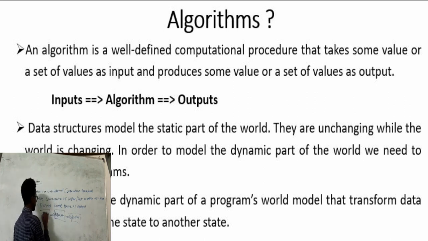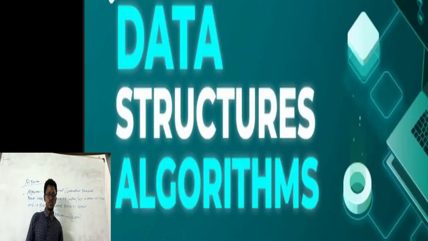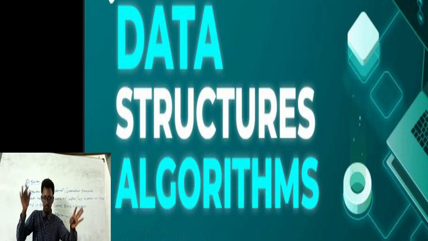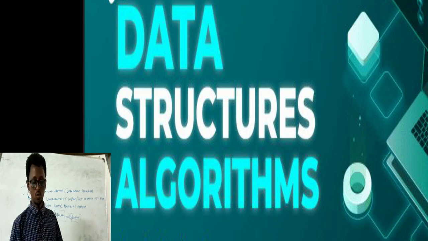Algorithm. Then there is an input. This is what we call algorithm. Then data structure models are the static part of a real world. In our today's activity, real world scenarios are unchanging while the world is changing. Data structure is unchanging, but the world is changing. In order to model the dynamic part of the real world, we need to work with algorithms.